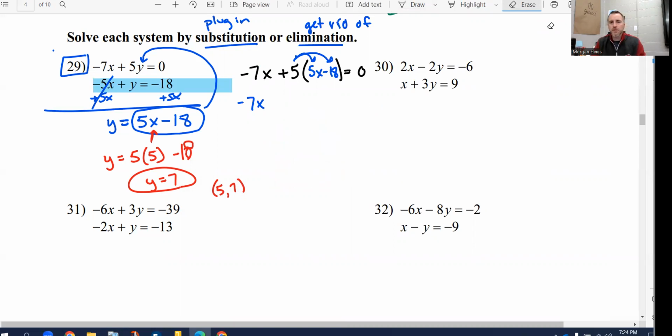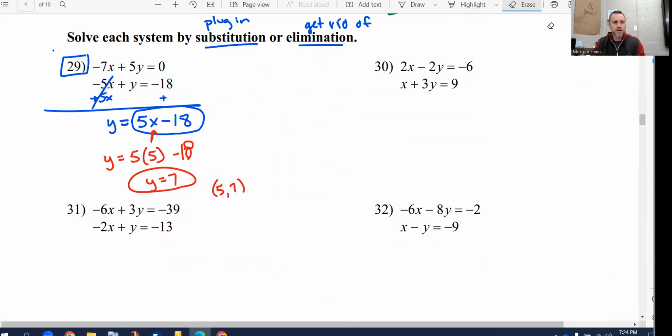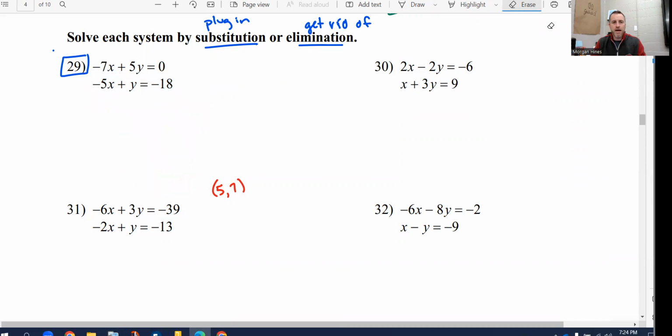But how would a person go about solving that by elimination? How do we get rid of something out of this equation? The way we do that is by adding these two equations together. Shouldn't have erased that. The answer is 5, 7. How do we get rid of something?